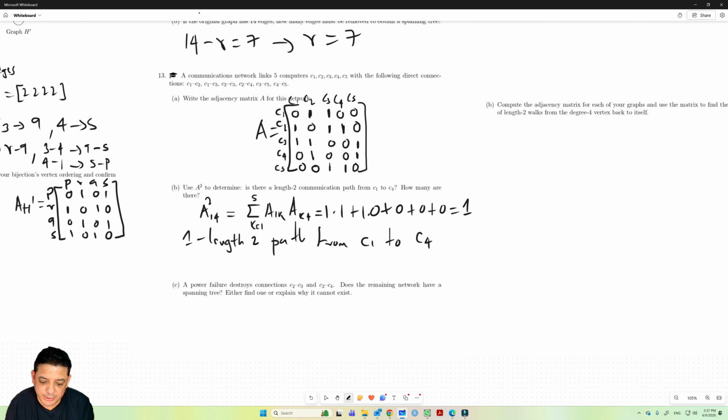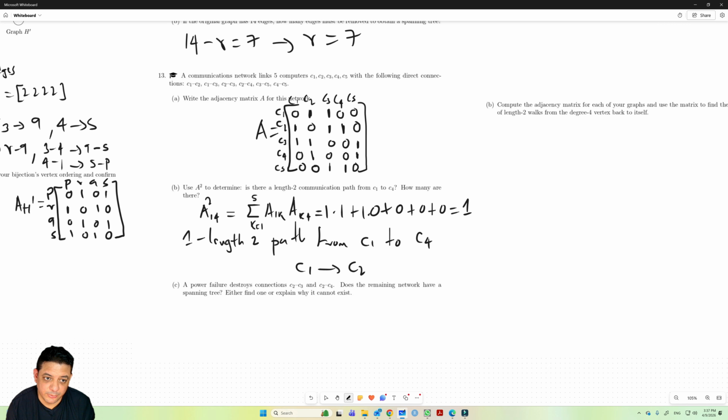Now, this is something that, of course, you can navigate through the adjacency matrix. You can see how from C1 we can go to C4. And it's essentially going from C1, I go to C2.